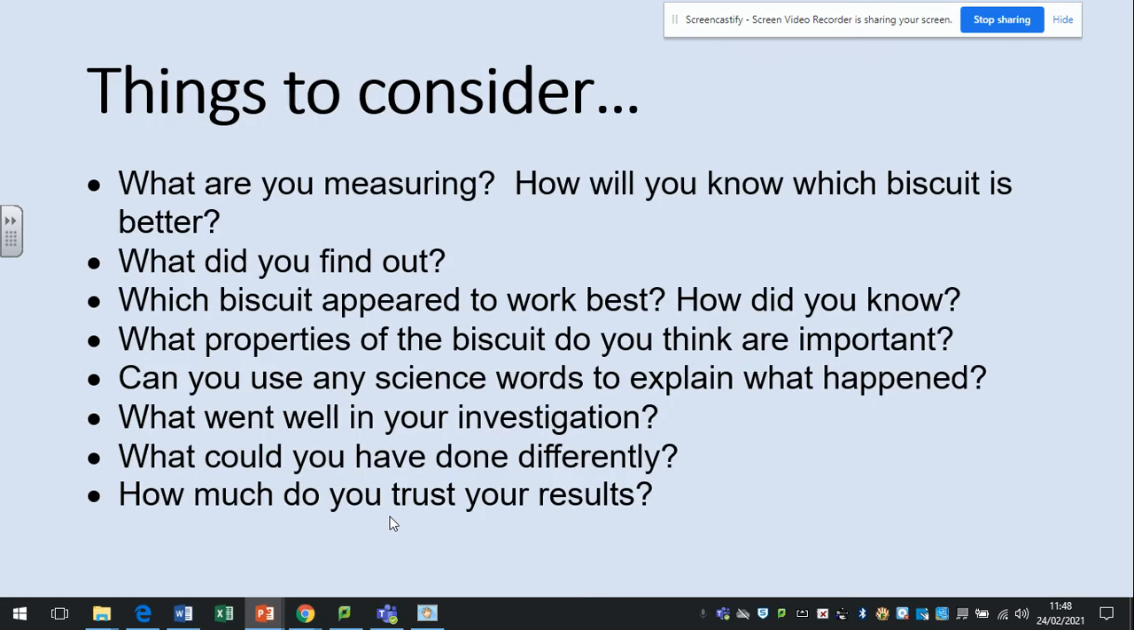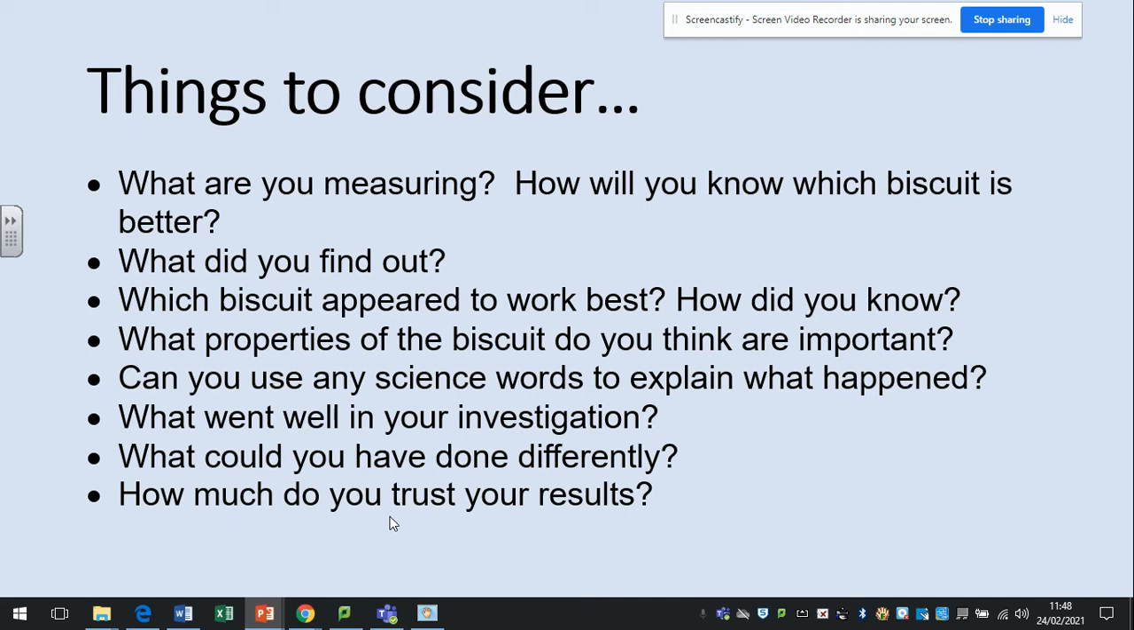So things to consider. What are you measuring? How will you know each biscuit is better? What did you find out? Which biscuit appeared to work the best? How did you know? What properties of the biscuit do you think are important? Is it thickness? Is it what it's made out of? Is it the fact that it's covered in chocolate? What could that be? Can you use any scientific words to explain what happened to the biscuit?